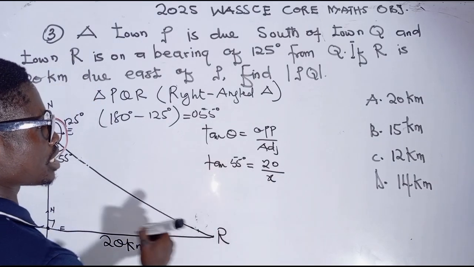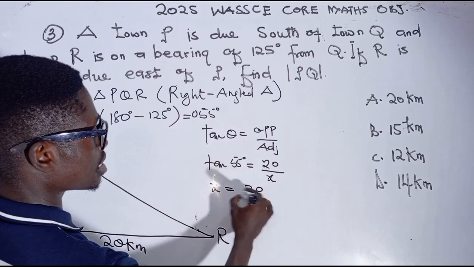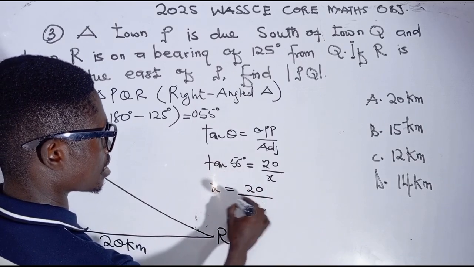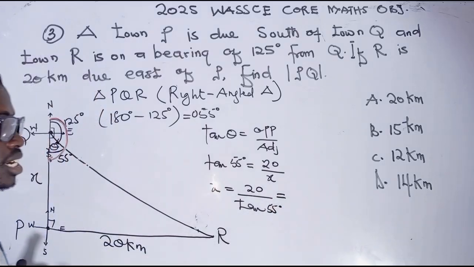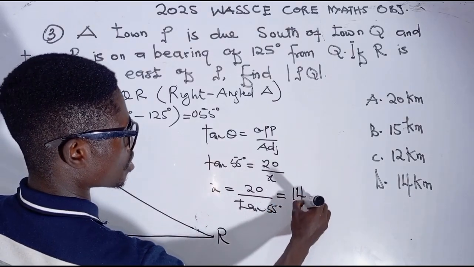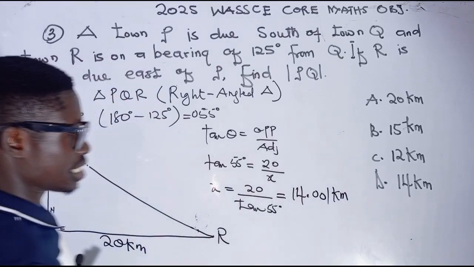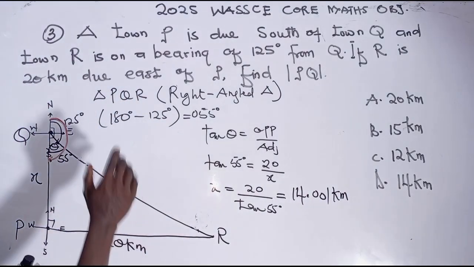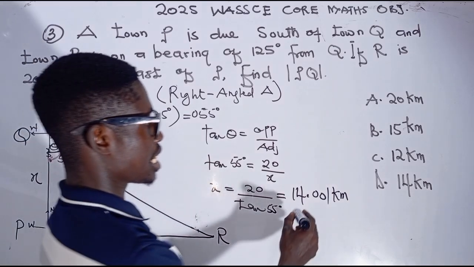So from here, when you do your change of subject, we get x is equal to 20 divided by tan 55 degrees. Now when you punch it on your calculator, you are going to get 14.001 kilometers. Therefore, the length or the magnitude of PQ is 14 kilometers.